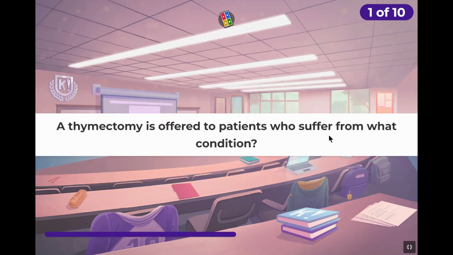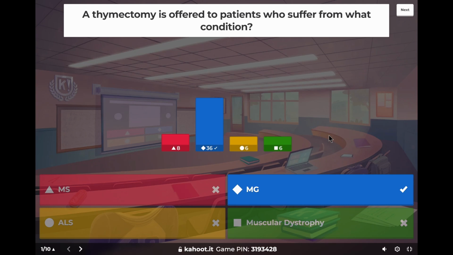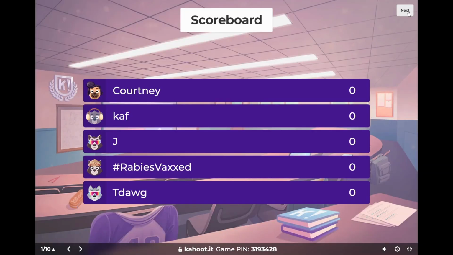Okay, who gets a thymectomy? What patients get offered that? Okay, myasthenia gravis. And why do they get it? Cancer.